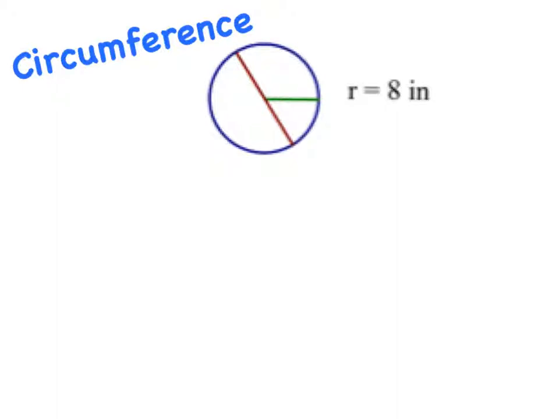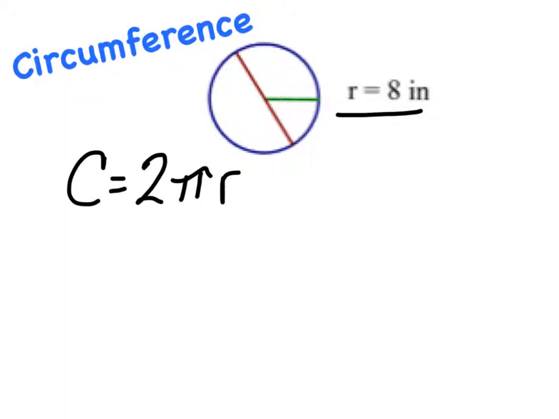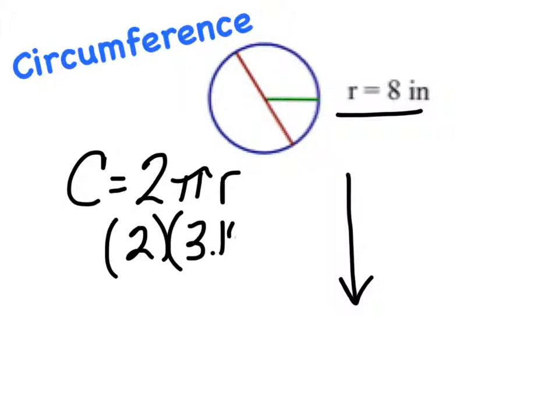So solving problems with this, one thing that you need to make sure that you do is you start off with the formula. So again, we're finding circumference. They're giving us the radius. So our formula that we would use would be C equals 2 pi r. And we're going to work down the paper as we go, filling in what we know. So we know this is 2. We know pi is 3.14. And we're given our radius as 8 inches.